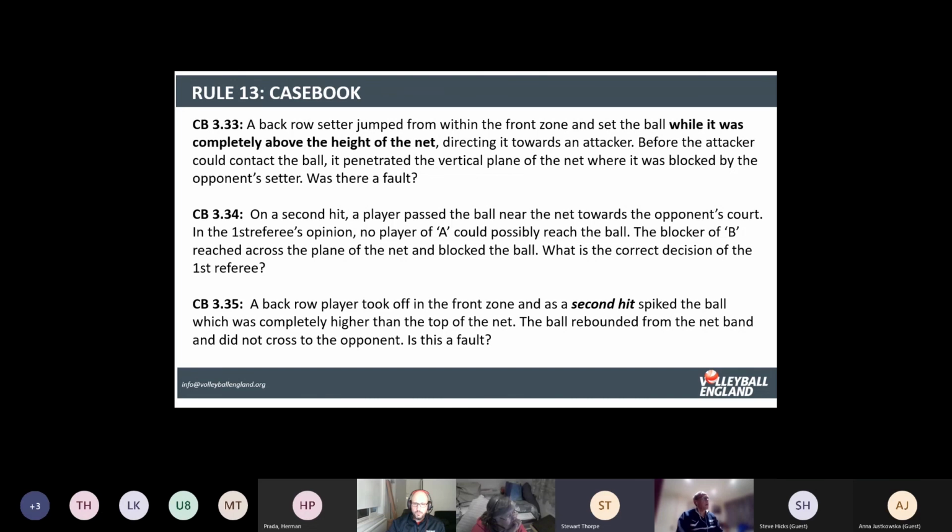Okay. All right. So I've only pulled out 6 casebook examples. I think this is probably all there are in there about this, and most of it we've talked about. So 3.33, the back row setter jumped from within the front zone and set the ball while it was completely higher than the top of the net, directing it towards an attacker. Before the attacker contacted the ball, it penetrated the vertical plane of the net where it was blocked by the opponent's setter. Was there a fault? Who wants to answer that one?